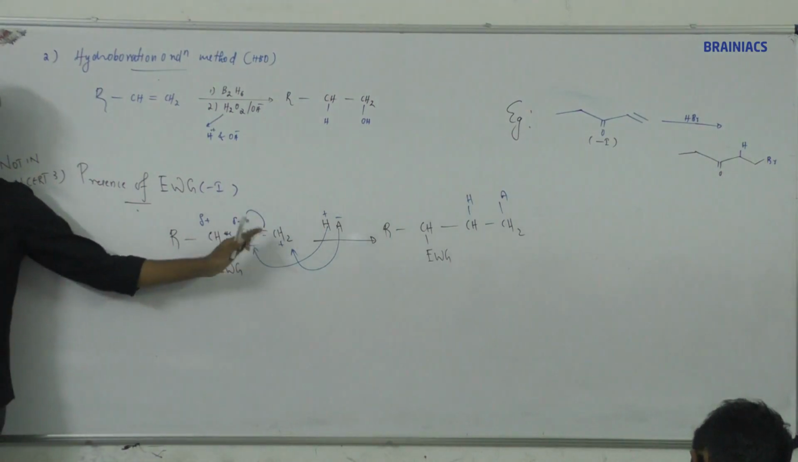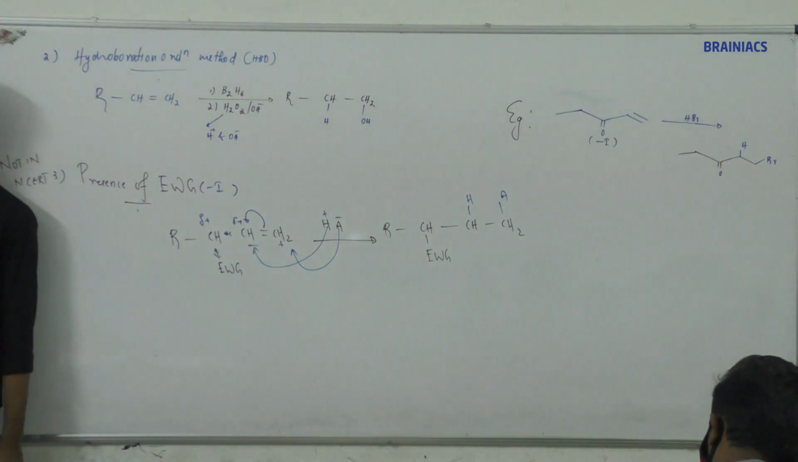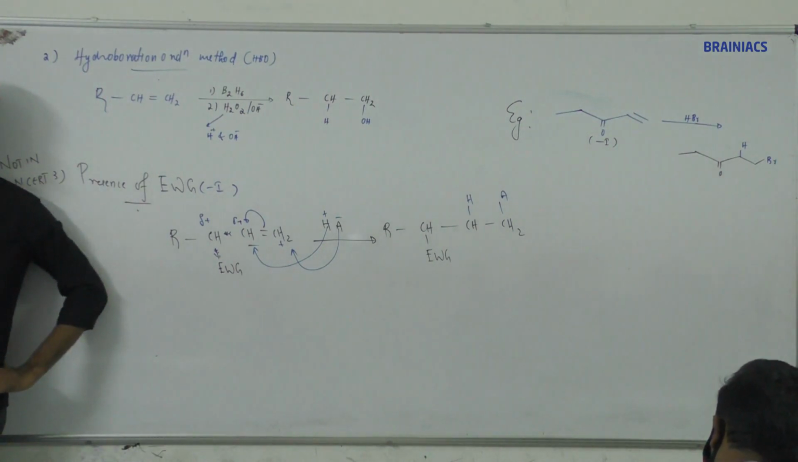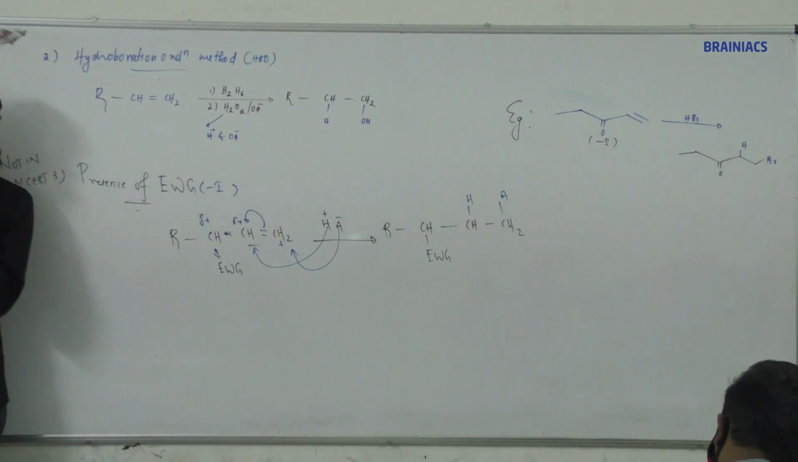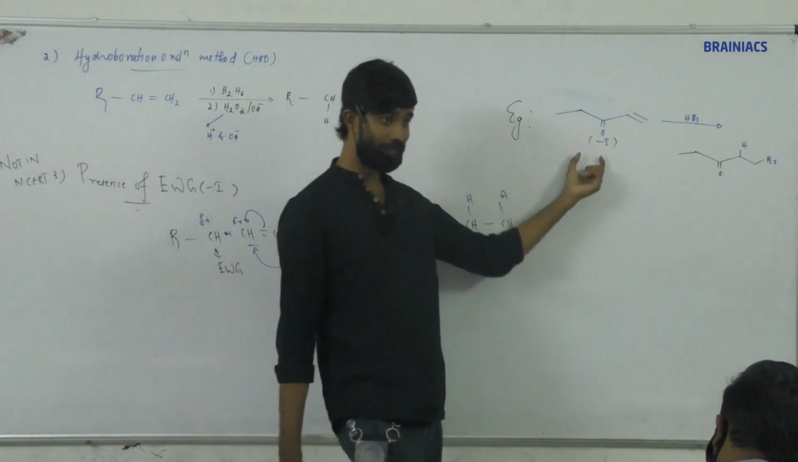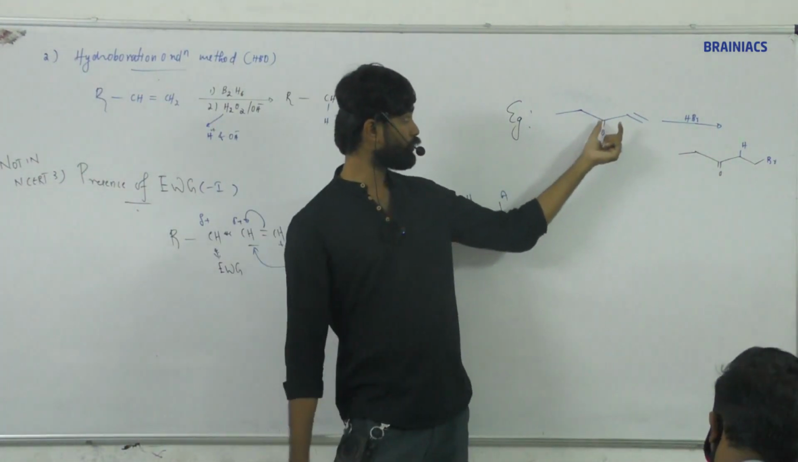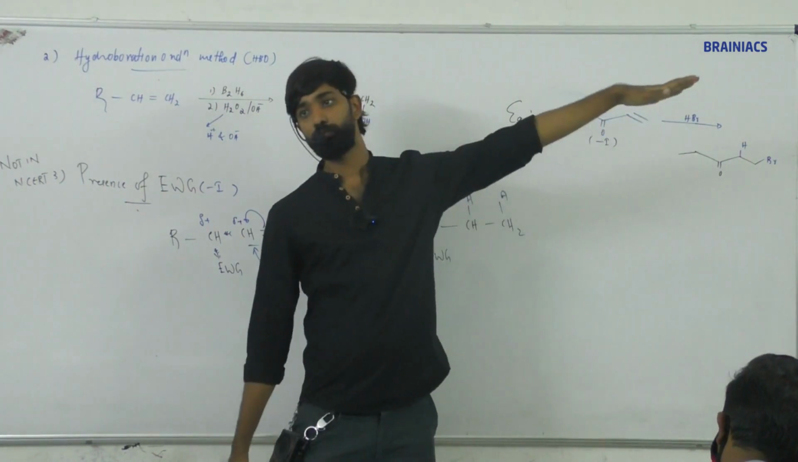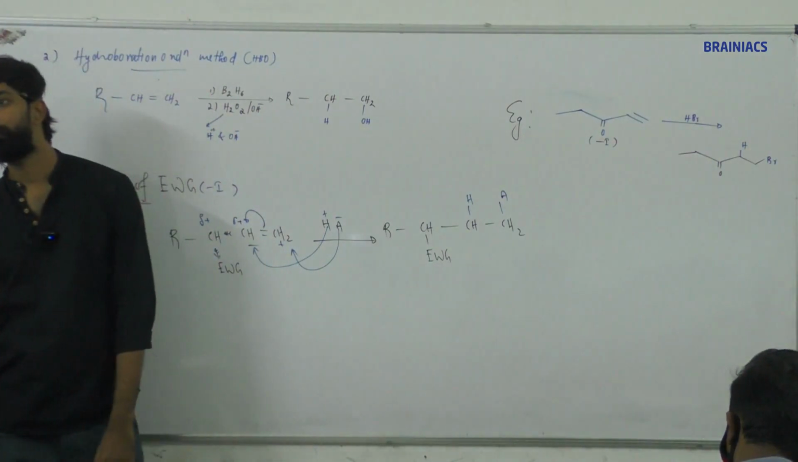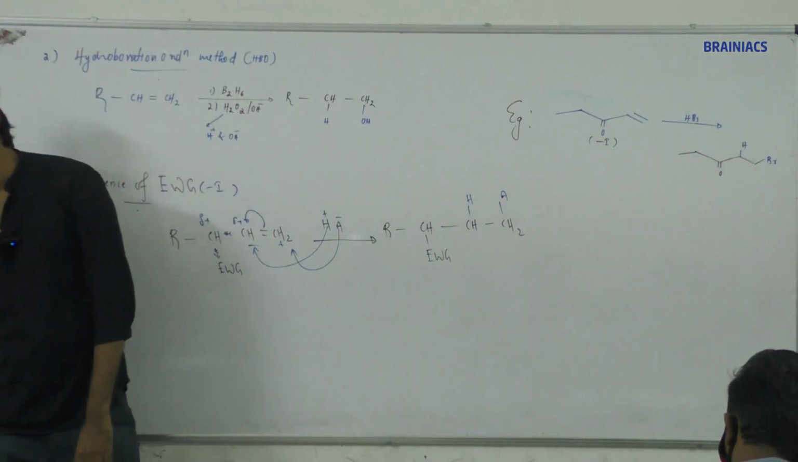Try to understand the reason. Ready? Why the bond polarization towards the middle carbon? So this ketone is a minus I group. In presence of this keto group, bromine goes to the terminal end, like an anti-Markovnikov addition. Okay.